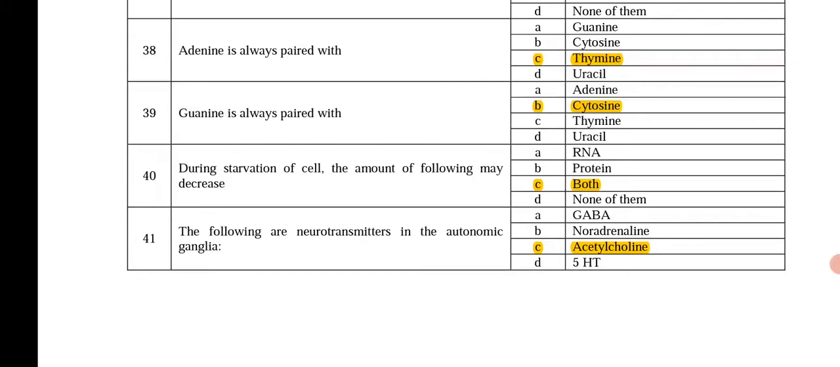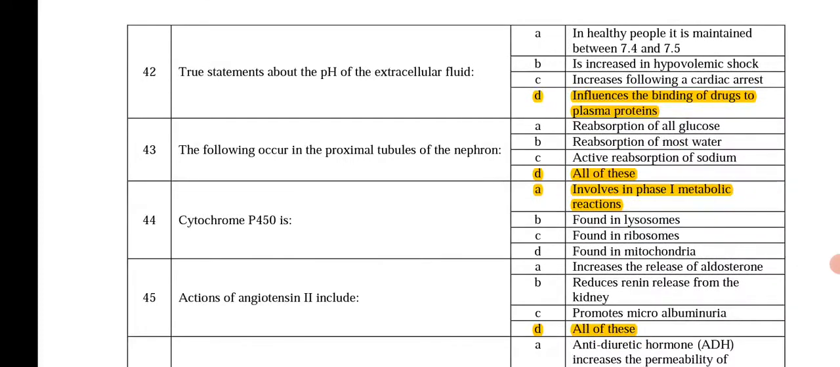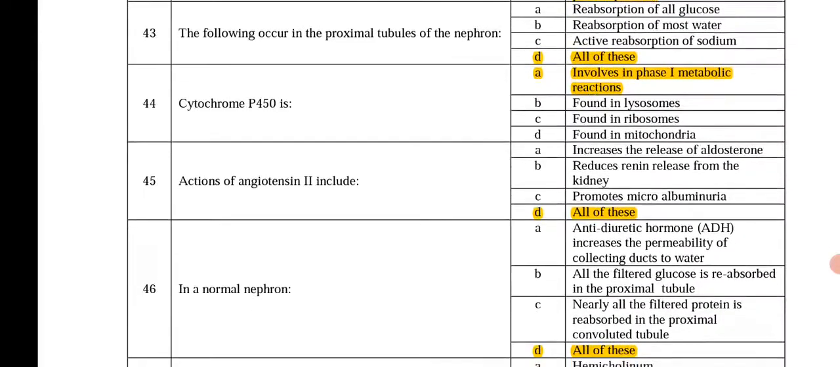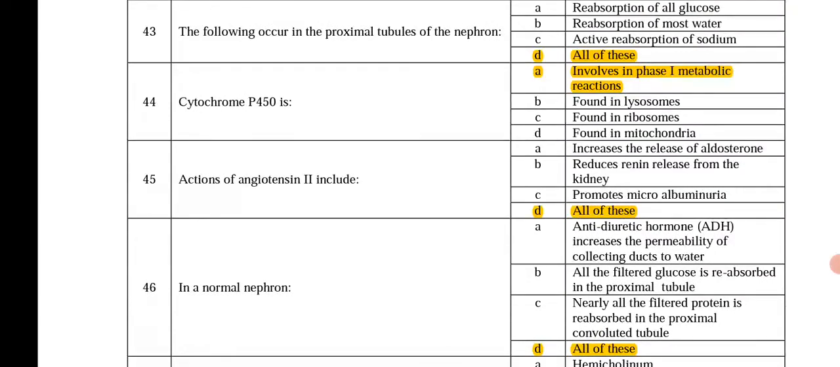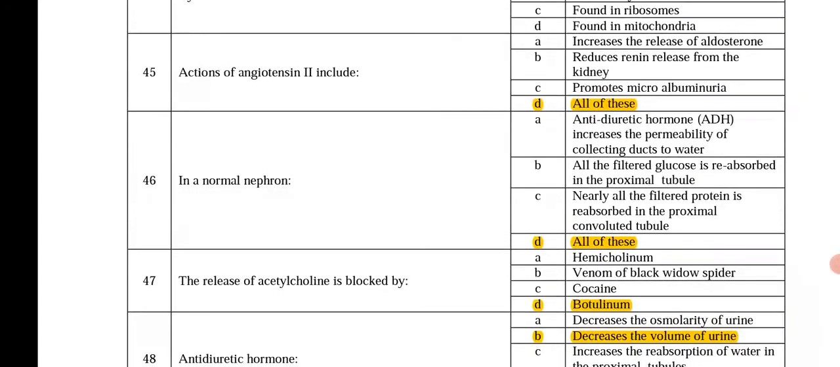The following are neurotransmitters in the autonomic ganglia: acetylcholine. True statements about the pH of extracellular fluid: it influences the binding of drugs to plasma proteins. The following occur in the proximal tubules of the nephron, all of these: reabsorption of all glucose, reabsorption of most water, and active reabsorption of sodium. Cytochrome P450 is involved in phase 1 metabolic reactions. Actions of angiotensin 2 include all of these: increases the release of aldosterone, reduces renin release from the kidney, and promotes microalbuminuria in normal nephron.